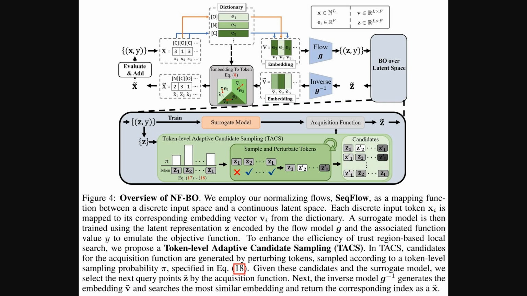Okay, so this figure puts it all together, showing the complete normalizing flow Bayesian optimization, or NFBO, framework. We see the SeqFlow model mapping the discrete input X to the latent Z, just like we discussed. Then, the Bayesian optimization itself happens over this latent space Z, training a surrogate model. And importantly, they introduce this token-level adaptive candidate sampling, or TA-SACS, which adaptively perturbs latent tokens based on their importance to generate better candidates for the acquisition function.